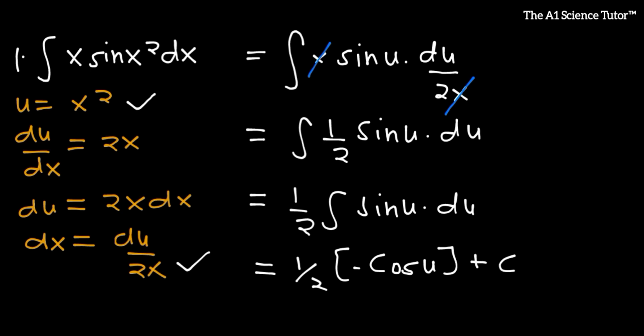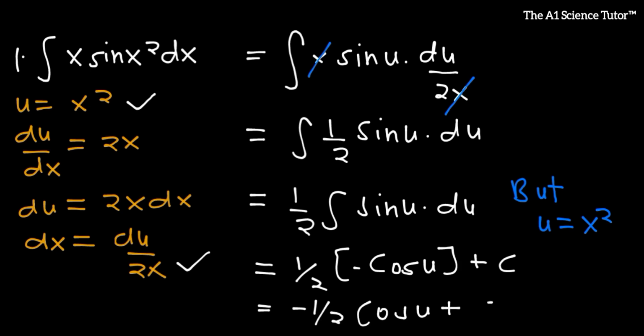Now we already know that u is equal to x squared. So I just need to replace this u with x squared. So that gives us negative 1 over 2 cos x squared plus c. That will be the answer to the question.